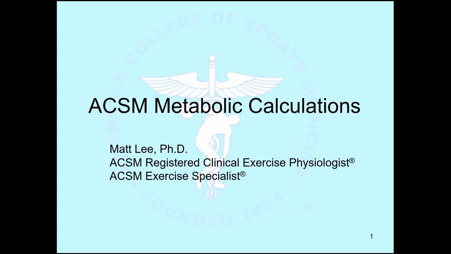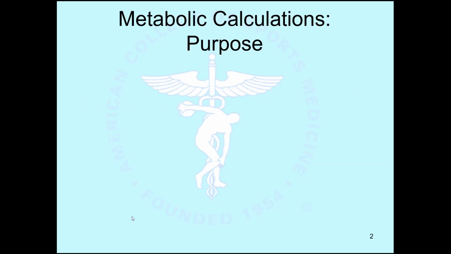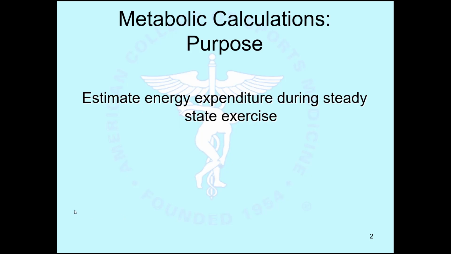This is going to be a lecture about using the American College of Sports Medicine metabolic equations. We'll go through several examples, and I'll give you some practice problems also to make sure you know how to use these. So, the purpose of these equations is basically to estimate energy expenditure during steady state exercise. If you were jogging or walking at a steady state, you should theoretically be able to estimate how much energy you're expending based on that workload.